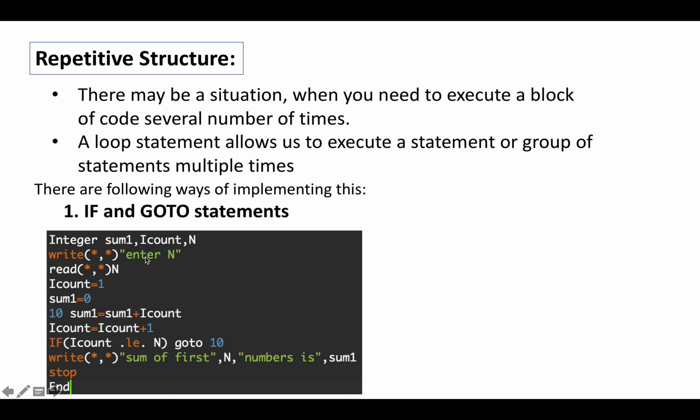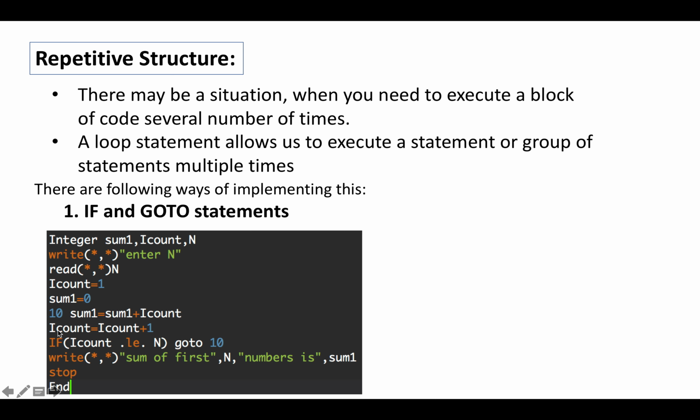Then I asked the user to enter the number up to which the sum is required. So this is stored in a variable n. I start the counter from 1 because we need to sum the first n numbers starting from 1. And I used a variable sum1 whose starting value is 0. If we do not start it with 0, it will gain some garbage value from the computer's memory. Now I have defined a label 10 in front of the statement sum1 is equal to sum1 plus icount. This statement is used for summation.